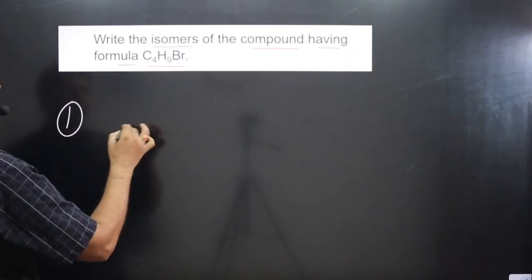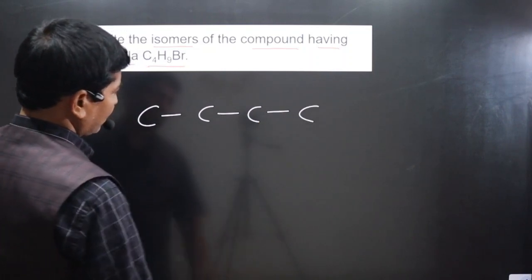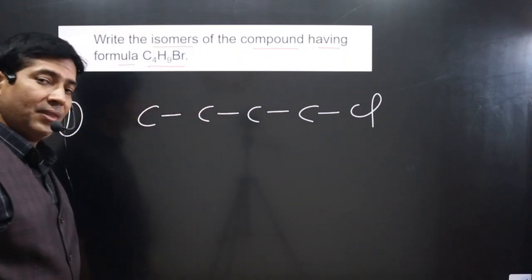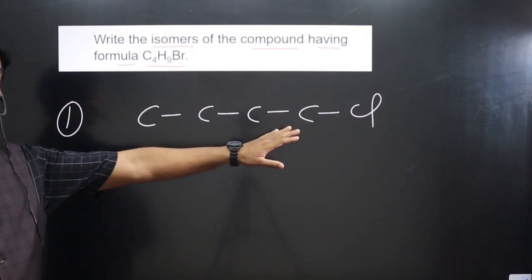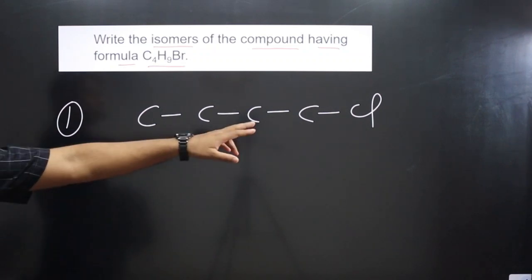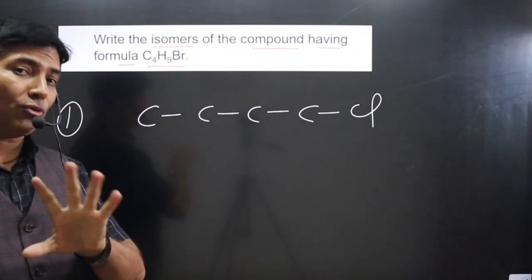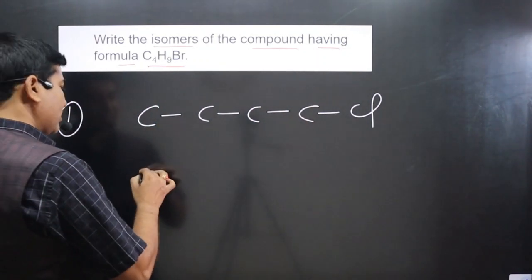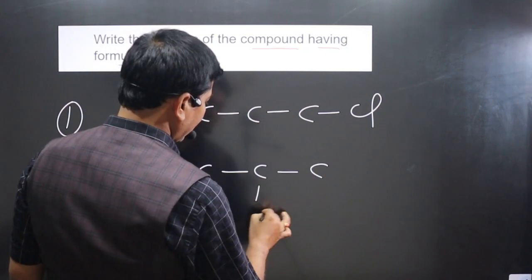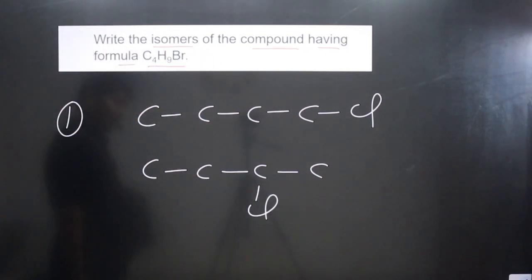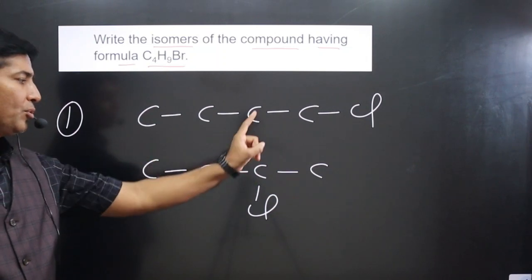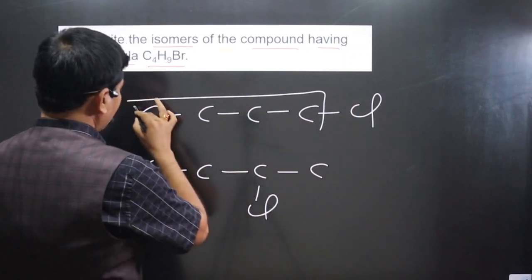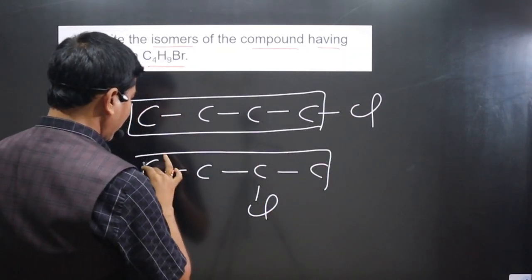So we have the first structure. You can see how many carbons are there: C, C, C and C, 4 carbons. If I attach Cl to the end carbon, this is 1-chlorobutane. This is the parent chain from here to here. If I attach Cl here, we get 2-chlorobutane. This is 1-chlorobutane, this is 2-chlorobutane. This is the parent chain we have, and here also we have the parent chain.